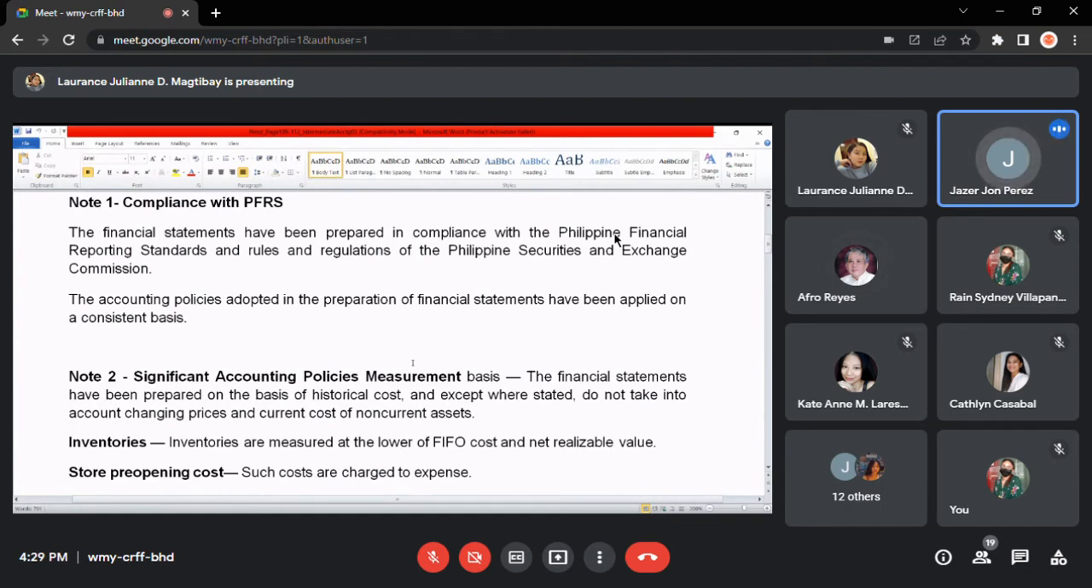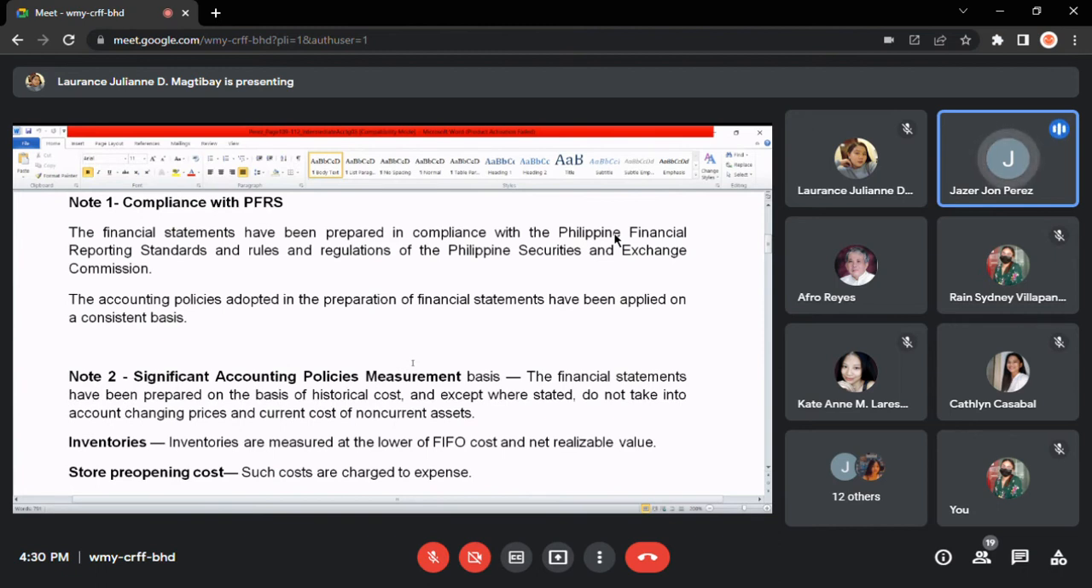Yung Securities and Exchange Commission or SEC, familiar naman siguro yung lahat doon. Siya yung national government regulatory agency that is charged with supervision over the corporate sector, the capital market participants, and the securities and investment instruments market, and the protection of the investing public.